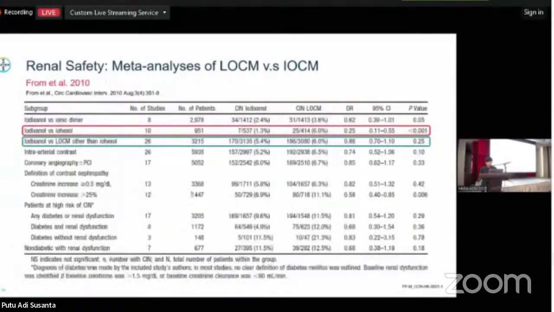If we further look at the subgroup analysis table, we can see that if the comparison is made between iodixanol and iohexol, then the CIN risk is significantly higher in patients receiving iohexol. But if the authors compare the CIN risk between iodixanol versus other low osmolar contrast agents, then the CIN risks are comparable between these two types of contrast.